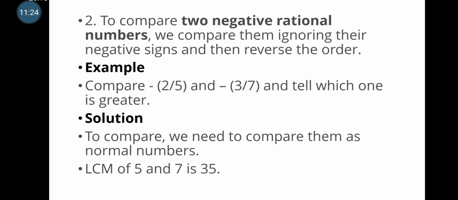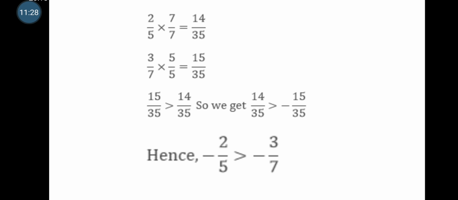So LCM of 5 and 7 is 35. You can make the numbers 15 by 35 and 14 by 35. So 15 by 35 is greater actually. Since you have the minus sign, we have to take it in reverse. That is, minus 14 by 35 is greater than minus 15 by 35.